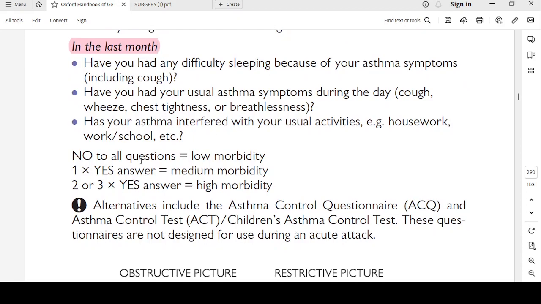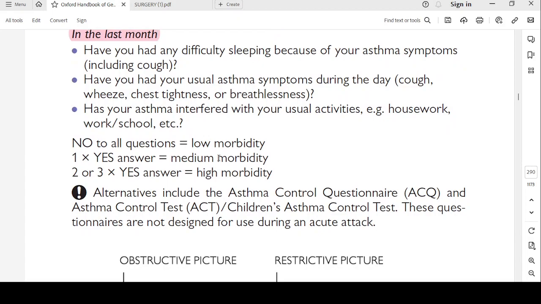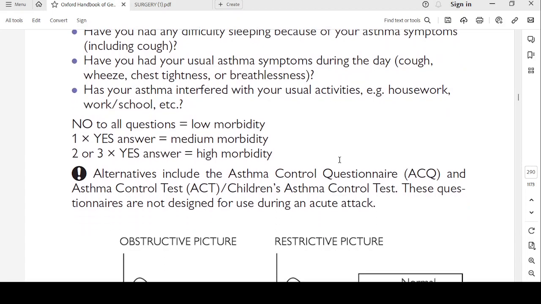If no is the answer, then low morbidity. If 1 yes is the answer, medium morbidity. If 2 or 3 is the answer, then high morbidity. So: daytime symptoms, difficulty sleeping due to nighttime symptoms, and interference with usual activities, like missing school or work.